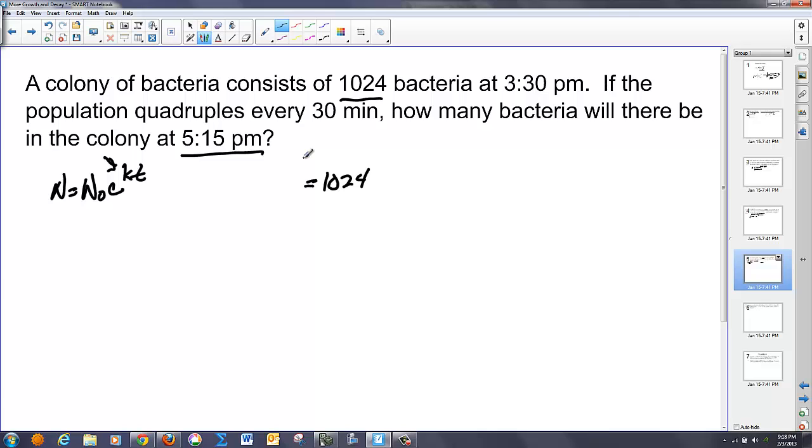So if I quadruple 1024, I get 4096. And that's some e raised to an unknown k, but I have the time. That's 30 minutes, so 0.5 of an hour. Now the problem with this is we don't know how to solve for an unknown variable in the exponent. So what we're going to have to do is use our calculator to try to solve this.